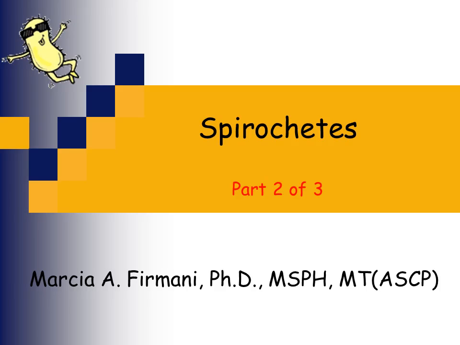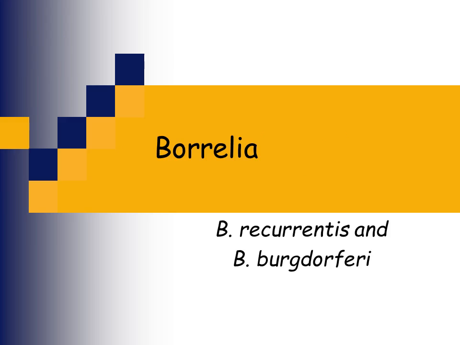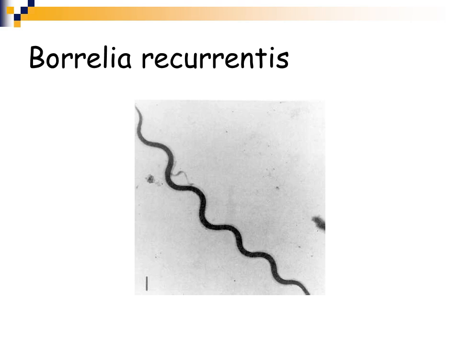This is the second part of our spirochete lecture. In this lecture, we're going to focus on the organism Borrelia. There are two different species of Borrelia we're going to discuss. One is Borrelia recurrentis, and the other is Borrelia burgdorferi.